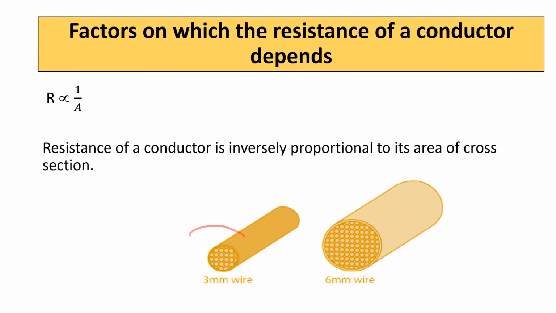For this thin conductor, area of cross section is less and hence R will be more. For this thick conductor, area of cross section is more and resistance will be less. Here the electrons are getting a larger area to flow and hence the resistance will be less.